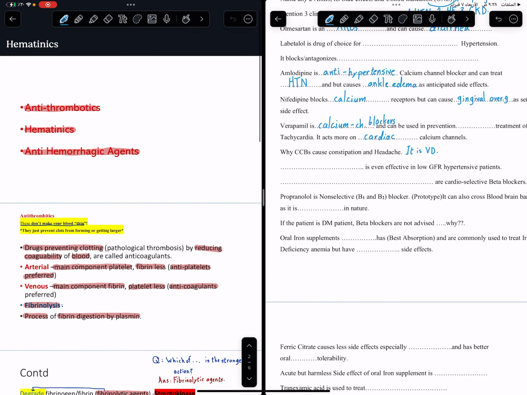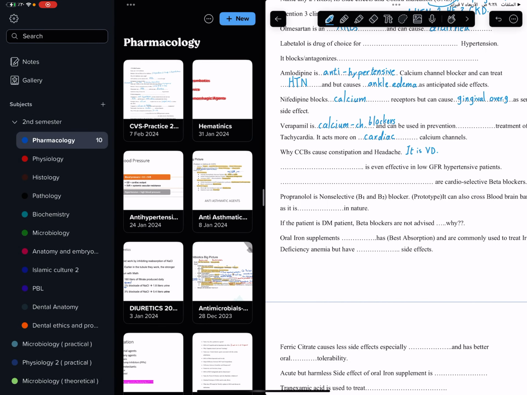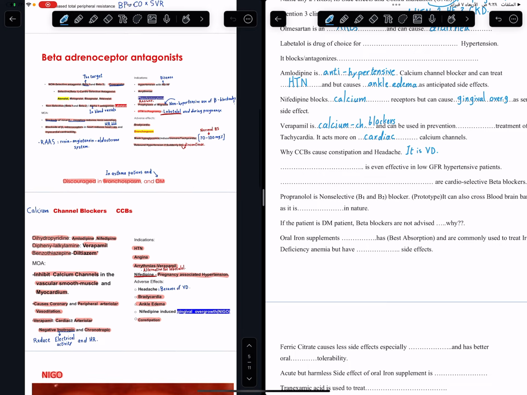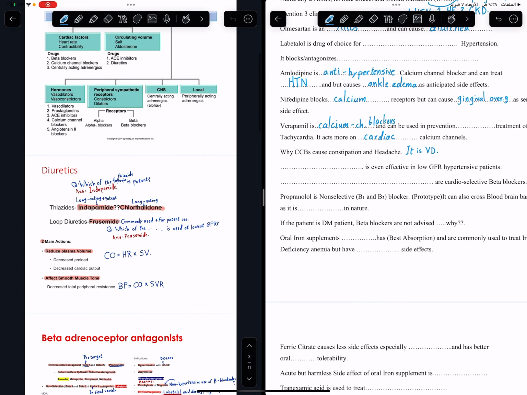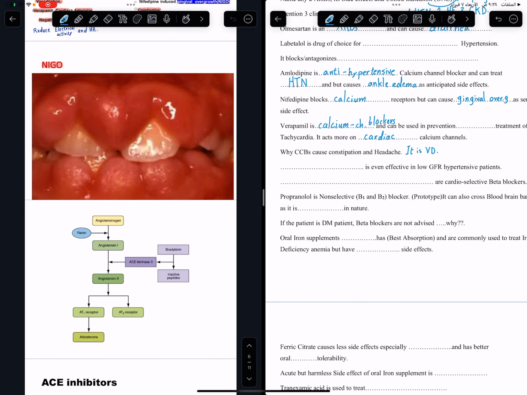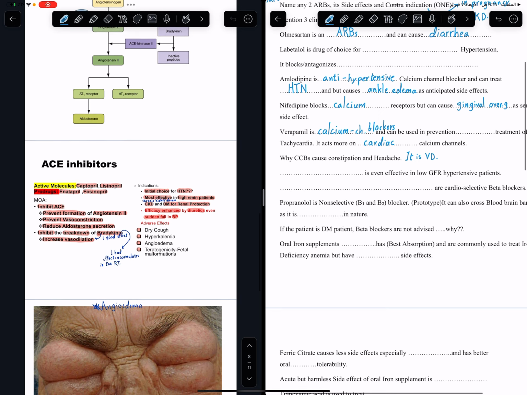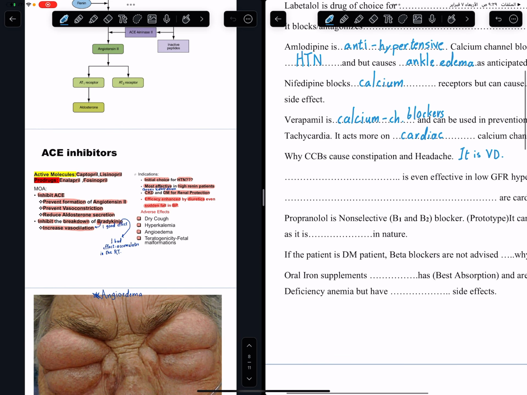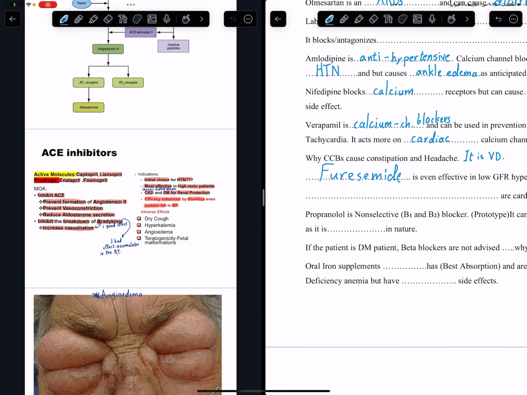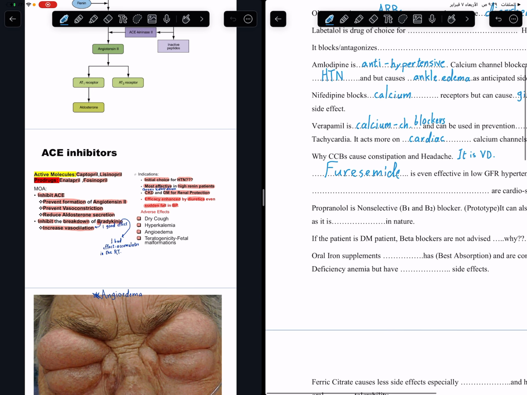We discussed this two times, once in renal, and then we discussed the first group in antihypertensive: diuretics. Which diuretic is used in low GFR? Furosemide. Very good. If you remember, I told you even if the GFR is as low as 9 mL per minute, it can still be effective.